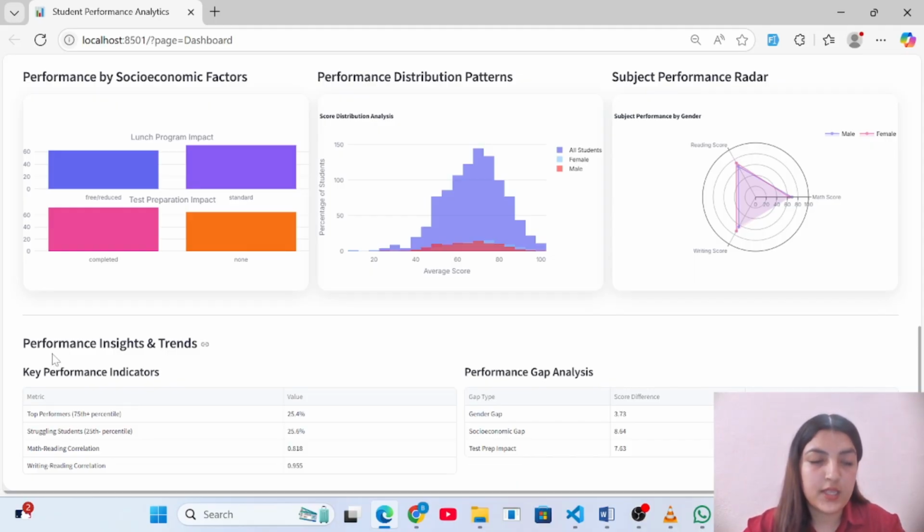So see the performance side and the trend, where the key performance indicators are present, like the top performance students, the reading and writing correlation, and the gender gap, where you can see 3.73. The socioeconomic gap is 8.64, and the test preparation impact shows how their test preparation can affect their overall score. You can see this is moderate, and the socioeconomic gap is high, and the gender gap is low.